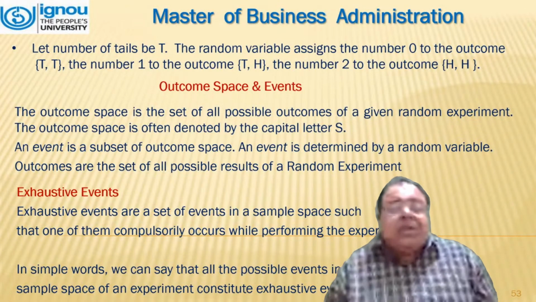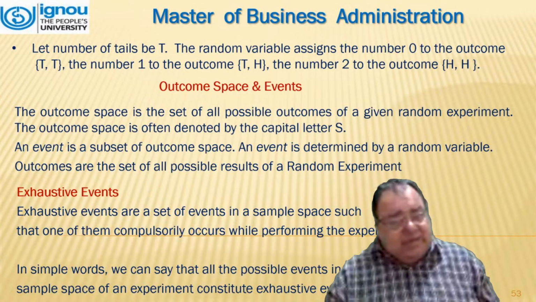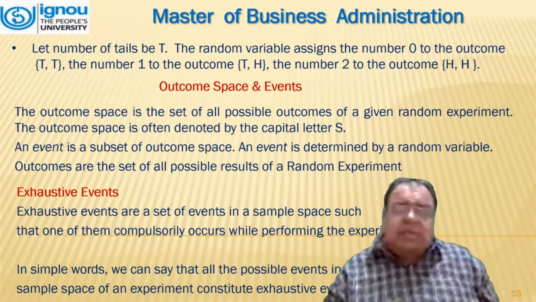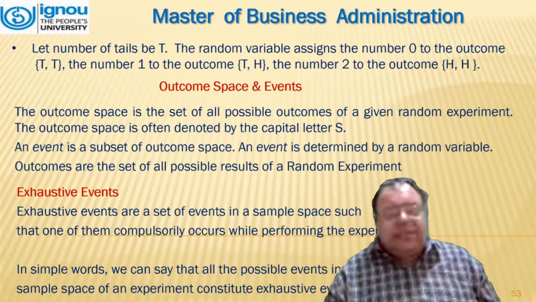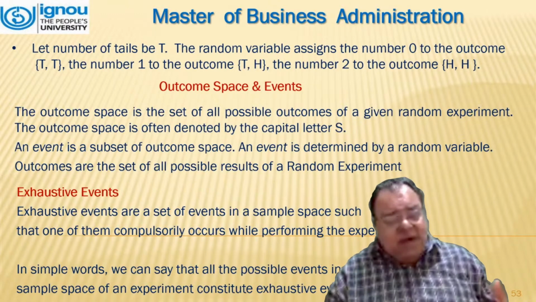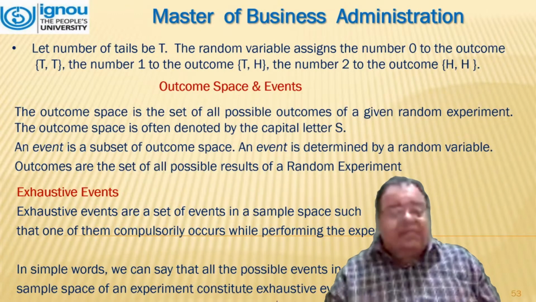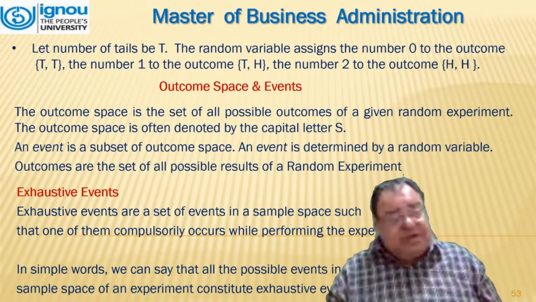Then comes outcome space and events. The outcome space is the set of all possible outcomes of a given random experiment. The outcome space is more often denoted by the capital letter S. An event is a subset of outcome space. An event is determined by a random variable. Outcomes are the set of all possible results in the random experiment. Then comes the nature of the event. First one is exhaustive event.